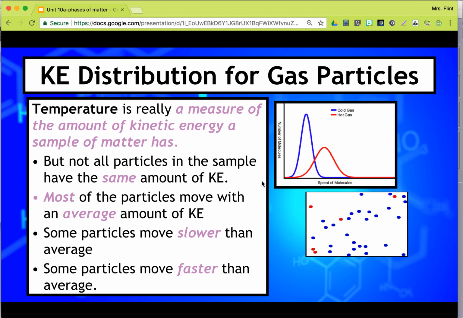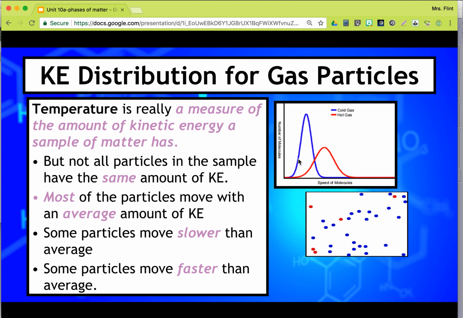If we're looking at a graph of this, we would see the speed of the molecules in a warm gas versus a cold gas. This is the speed of the molecules, which is going to be faster, and this would be the number of molecules moving at that speed. So you can see we have a bell-shaped curve for both of these, with some of our particles moving slower and some moving faster, whether it's cold or hot.